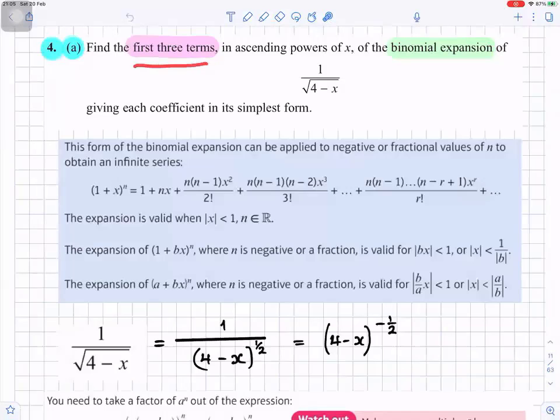To get the first three terms in a binomial expansion, we will use this formula. That's the formula for binomial expansion, and you get that from the formula book. So we need to put 1 over square root of 4 minus x in a way that we can expand it. The square root can become to the power half, and if we take it to the top, it becomes (4 minus x) to the power minus a half.